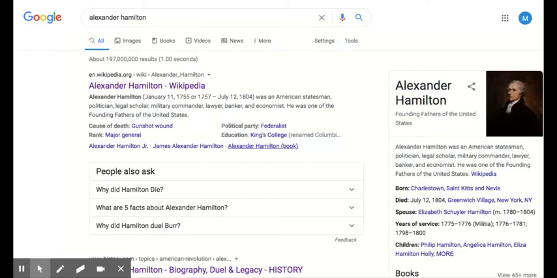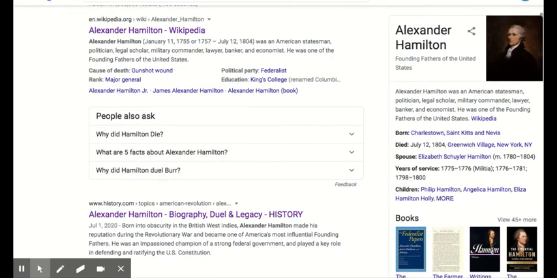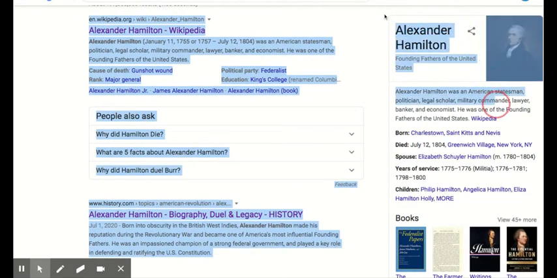Okay. So Google, within a whole hot second, brings up 197 million search results for Alexander Hamilton. Now, a sane person is not going to read all 197 million results about Alexander Hamilton. Where you're probably going to start is with the basics. So if you can see here on Google, Google does this thing where they give you the basic rundown on the right-hand side, right?